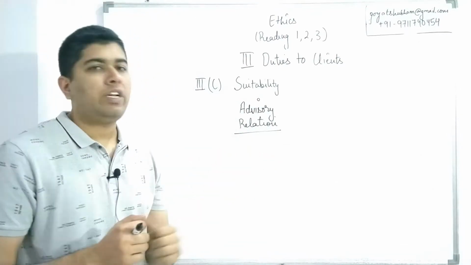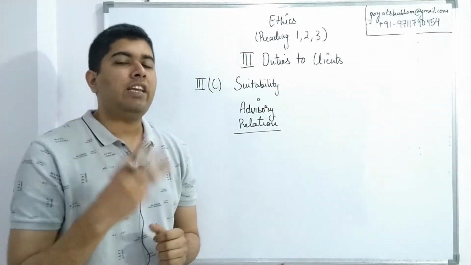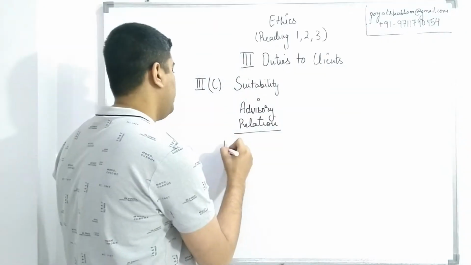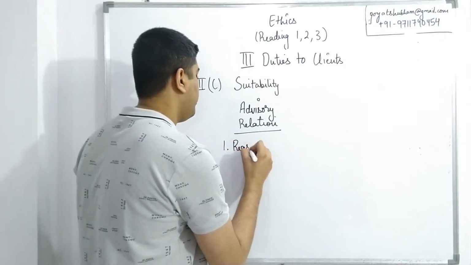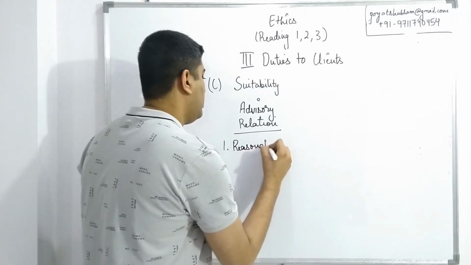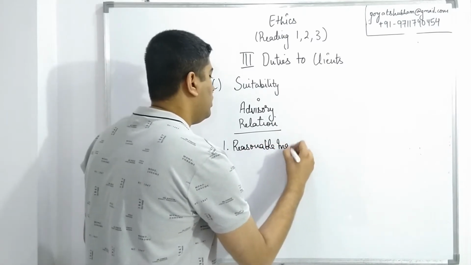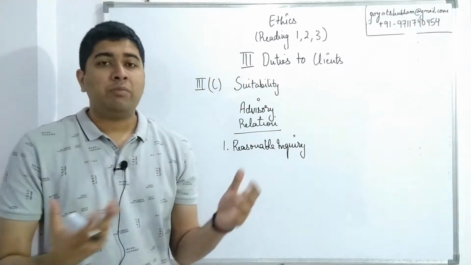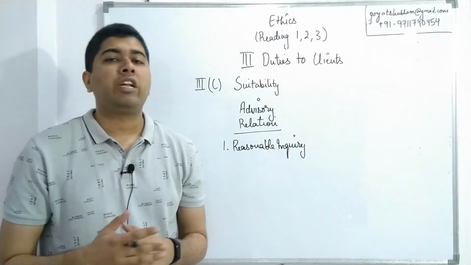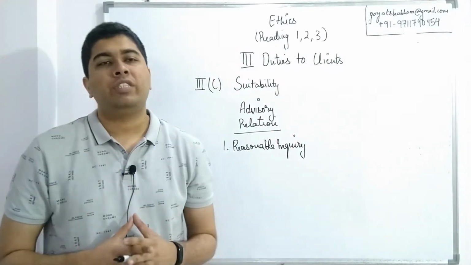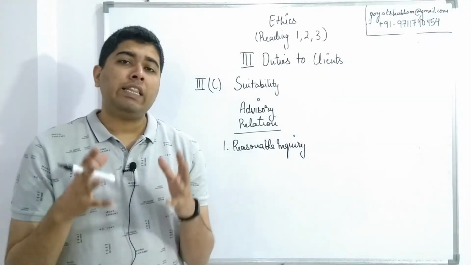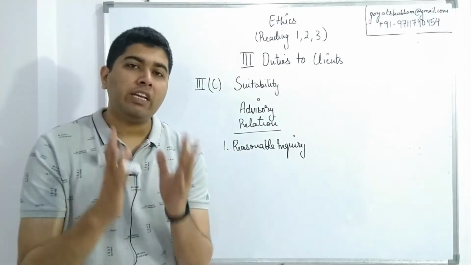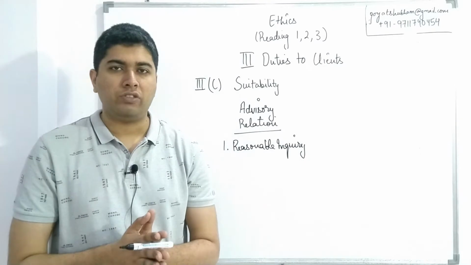Now, in advisory relation, we have three elements given within this standard. The first one is to make a reasonable inquiry. Reasonable inquiry into what? Well, reasonable inquiry into all the information about the customer or the client that you may feel is necessary for you to be able to give them some sort of recommendations.